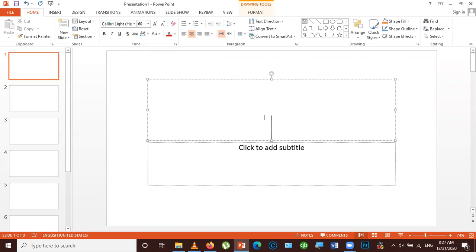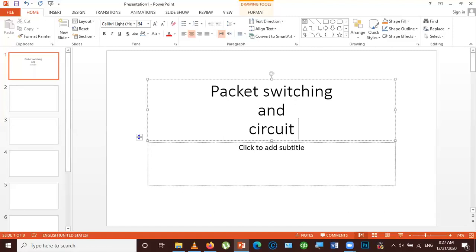Today I have a topic for the first year class, and today our topic is packet switching versus circuit switching. What is the difference between packet switching and circuit switching?